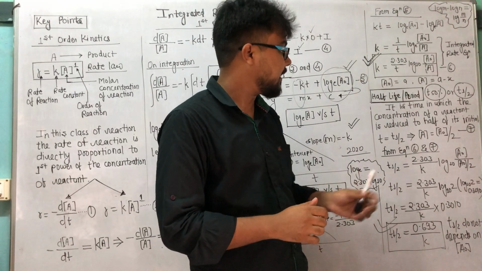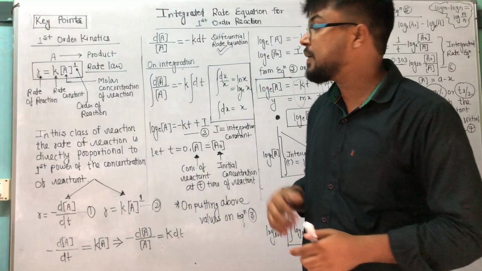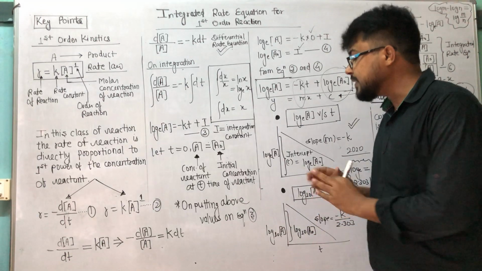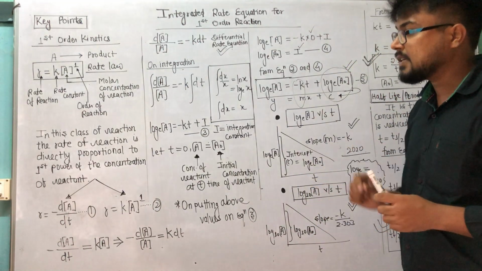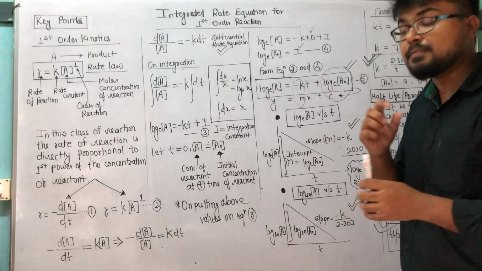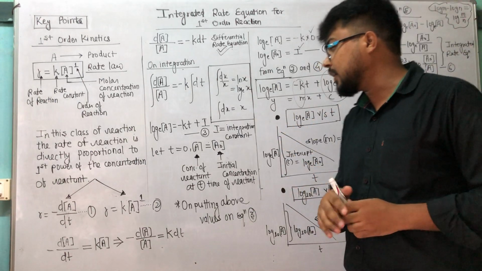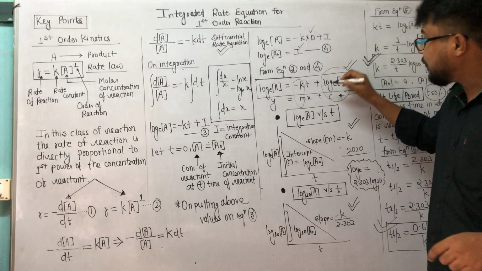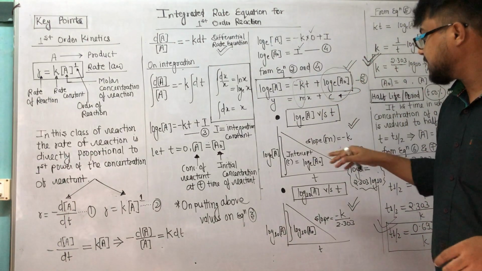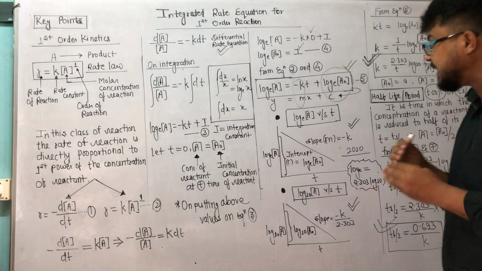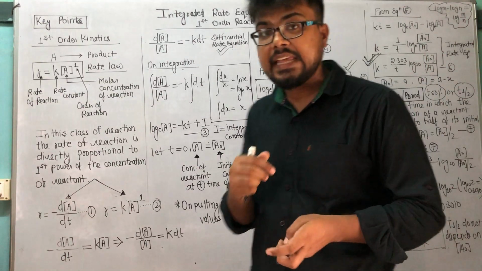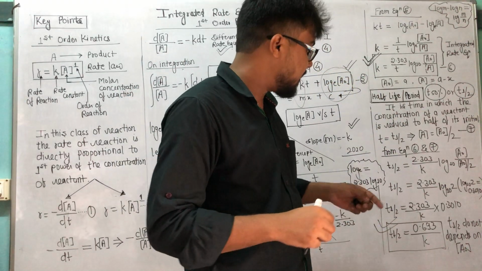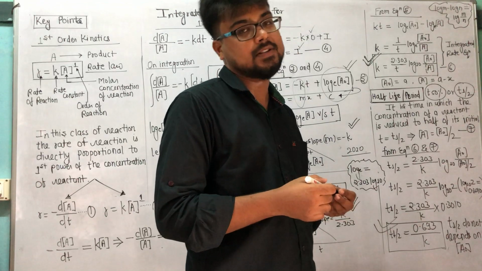So students, in our next video lecture we will solve some numericals based on zero order and first order, and this concept is very much important, so you must be clear what you have to learn. Number one, differential rate equation. Number two, that y equal to mx plus c equation. Number three, that graph between log e a versus t and log 10 a versus t. Next is integrated rate equation, and last one is half life period of first order reaction.